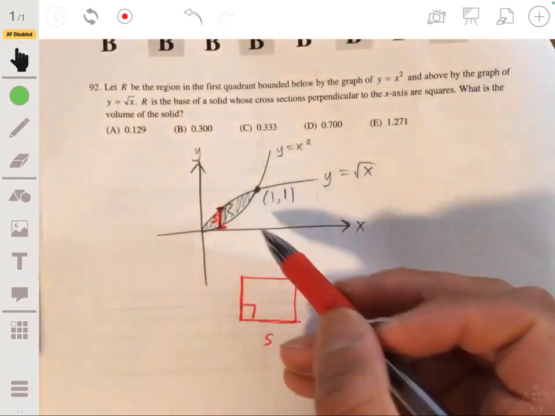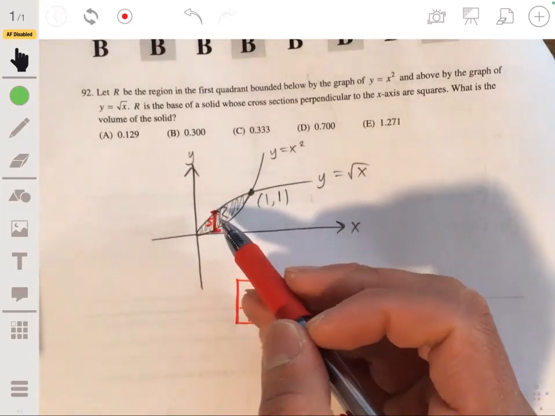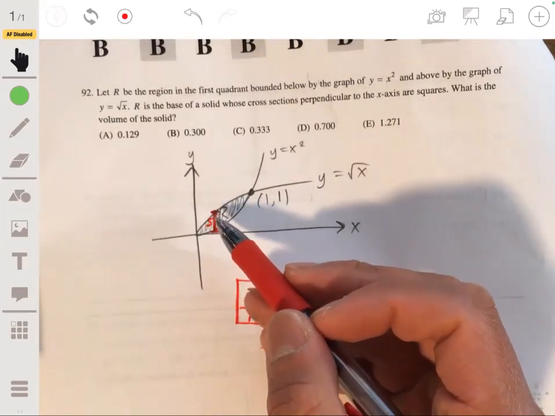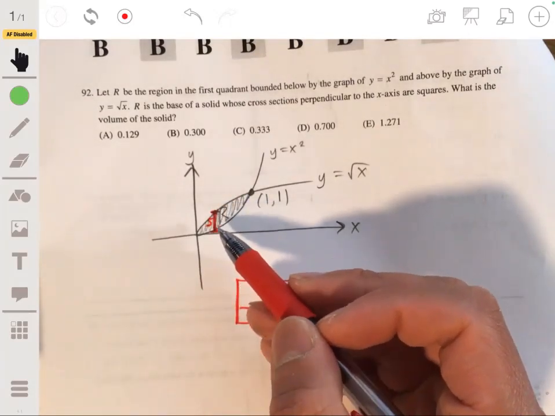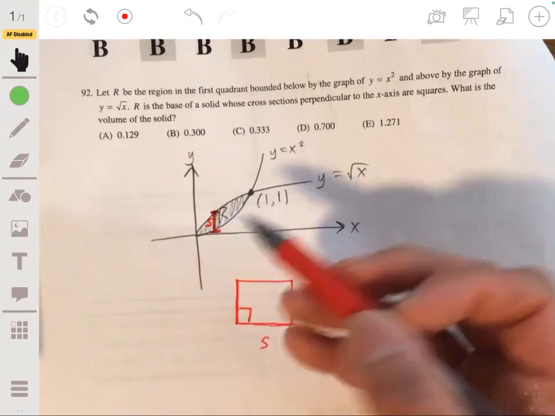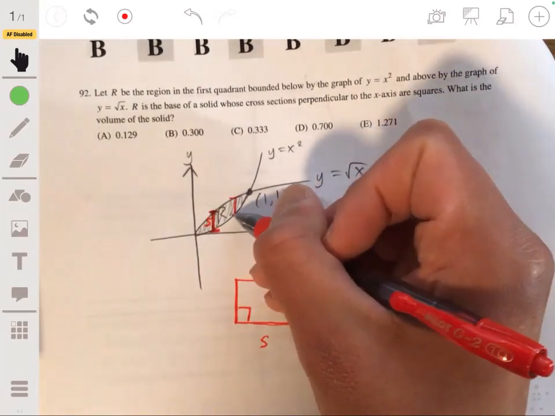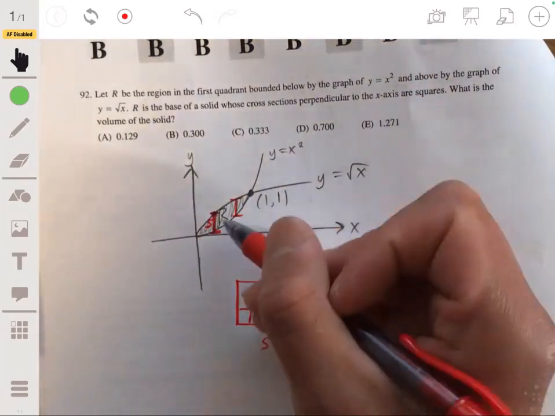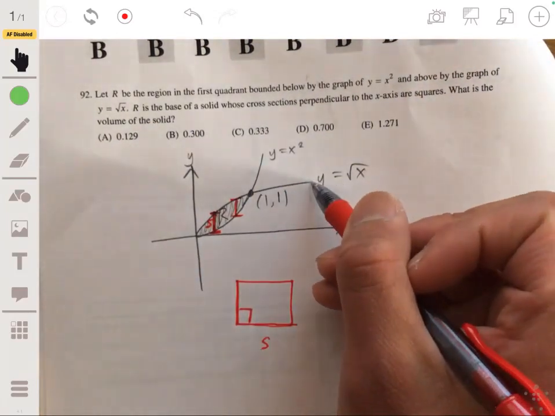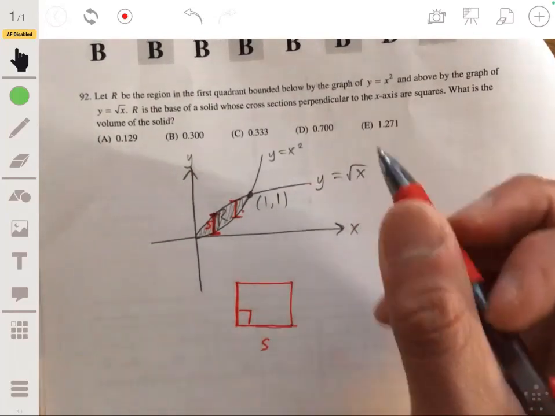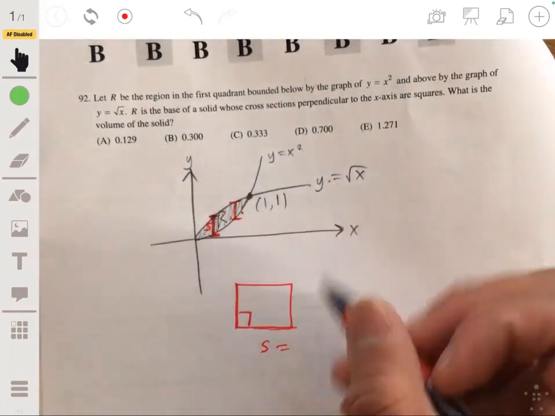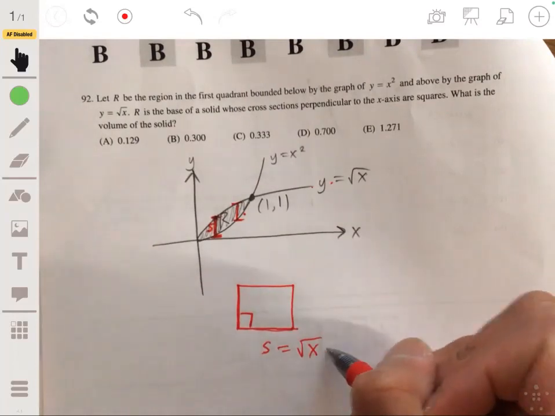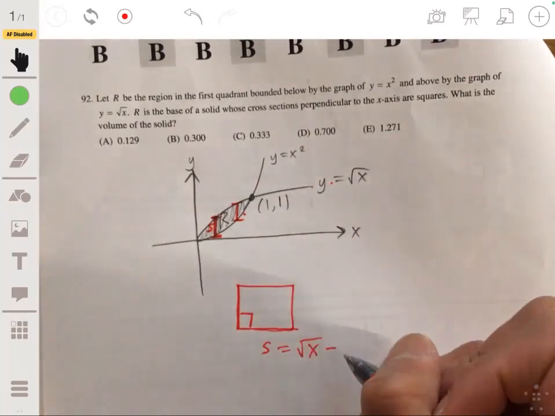You want to find an expression that represents the length for the side of the squares, for these cross sections here. What would give you those vertical lengths? And that would just be the top function minus the bottom function, or the square root of x minus x squared.